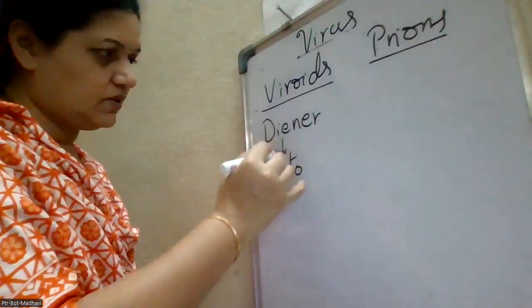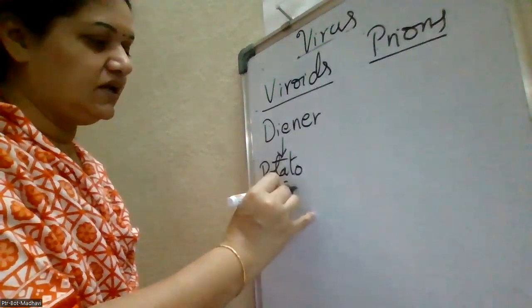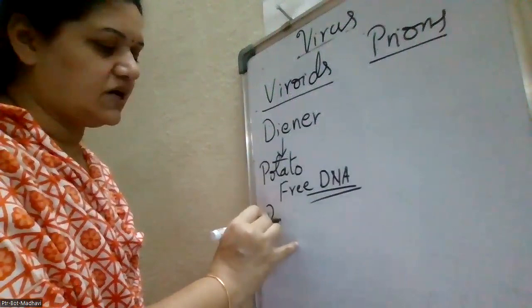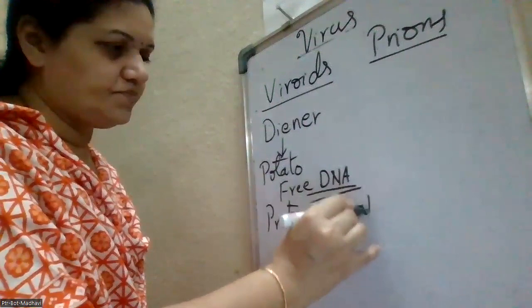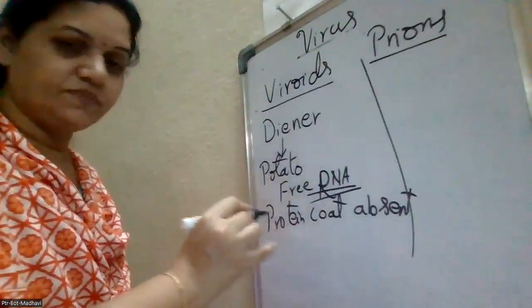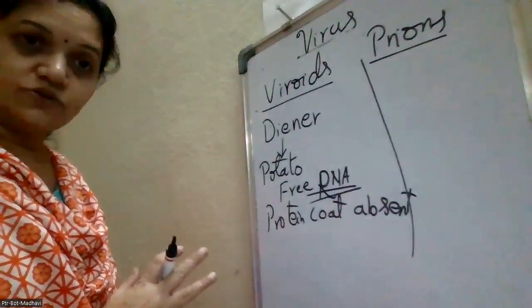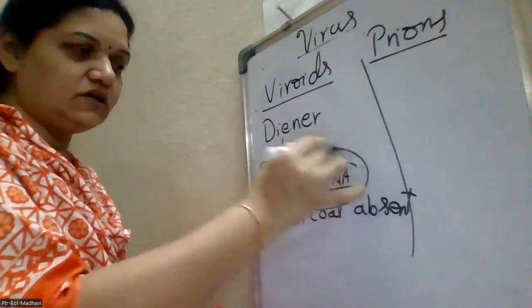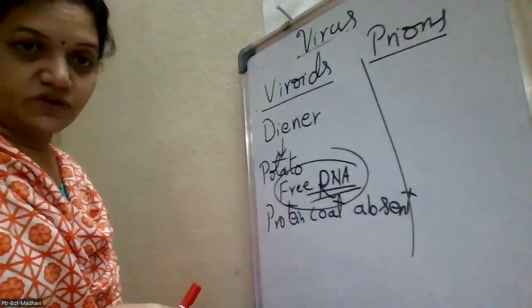They are having the free RNA in it, and the protein coat is absent. Those are the viroids. The genetic material here is the RNA. They do not have the protein coat, only the free, easily available RNA. And this RNA is the one which is causing the infections to the other organisms.